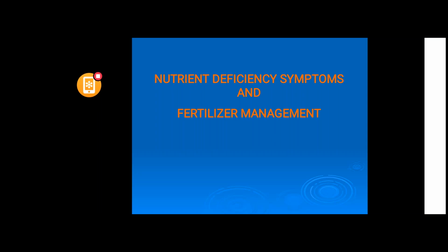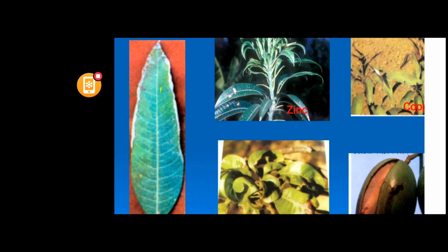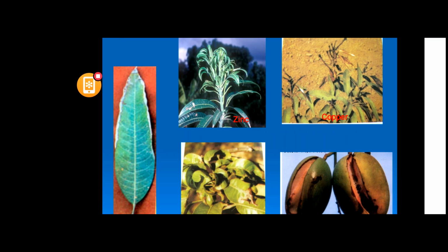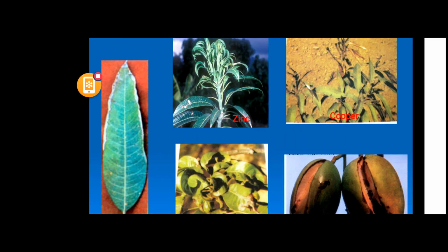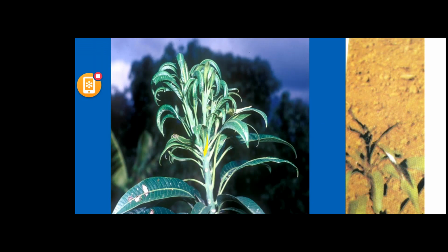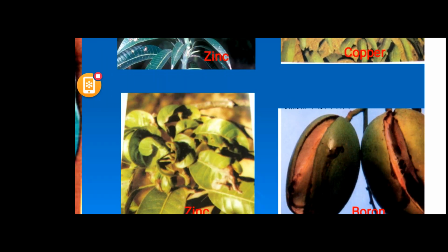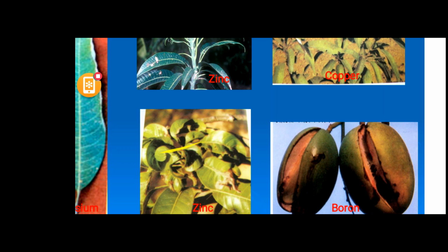Nutrient deficiency symptoms, I am showing very quickly. This is a symptom of potash deficiency, marginal burning occurs. This is zinc deficiency, rosette type small leaves, like onion leaves, are produced. It is zinc deficiency. It is also zinc deficiency in a later stage.